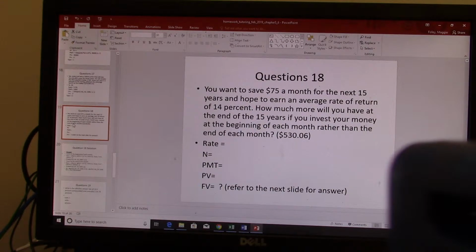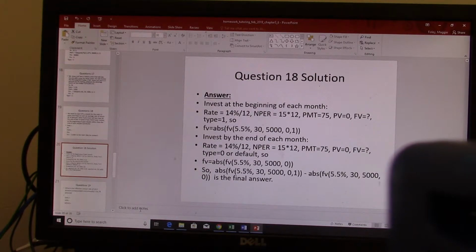So you should calculate the future value for the annuity due, which is payment occurring at the beginning of each month, and also calculate another future value for payment happening at the end of the month. I have the answers in the next slide. Let's take a look. Here it is.